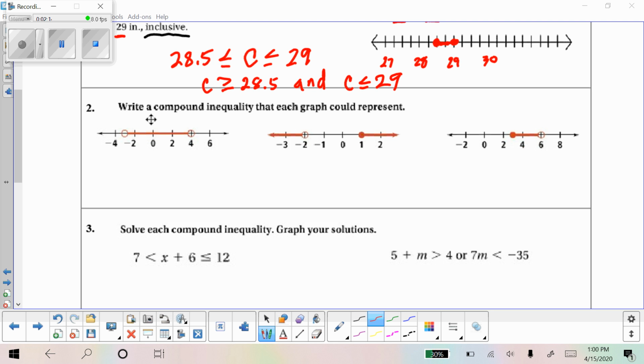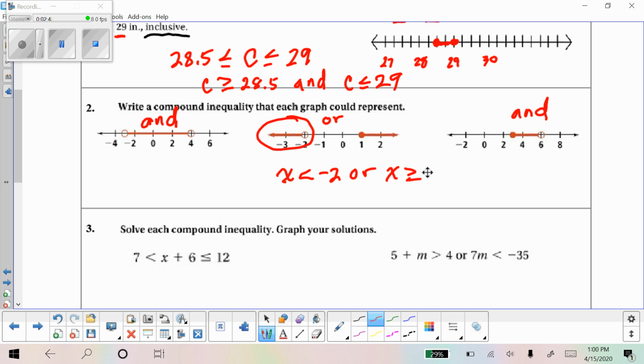As you look at these graphs on number 2, this is going to be an OR because you have two different parts, and this is going to be an AND. So this second one here, let's do this one with the OR in it. So for the left side over here, the numbers are to the left of -2, so we're going to say less than -2. Or the numbers are to the right of 1, but they include 1. So we're going to put a greater than or equal to.